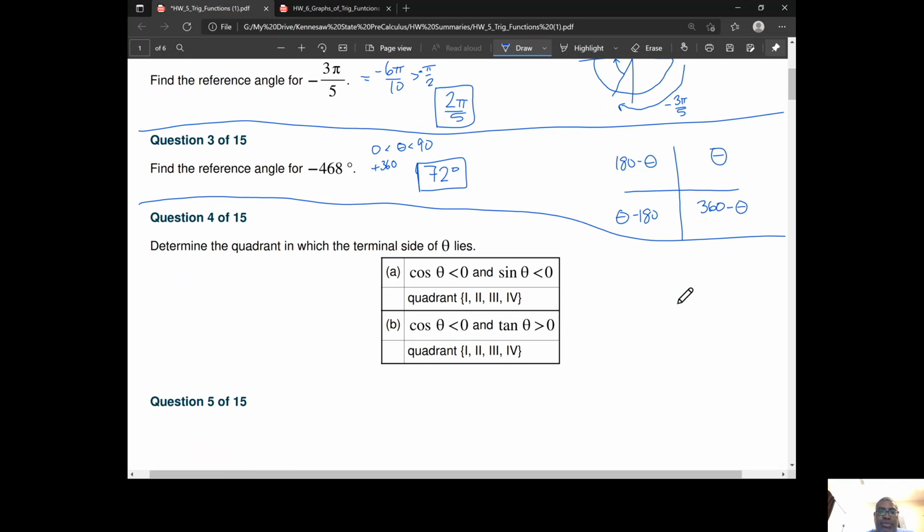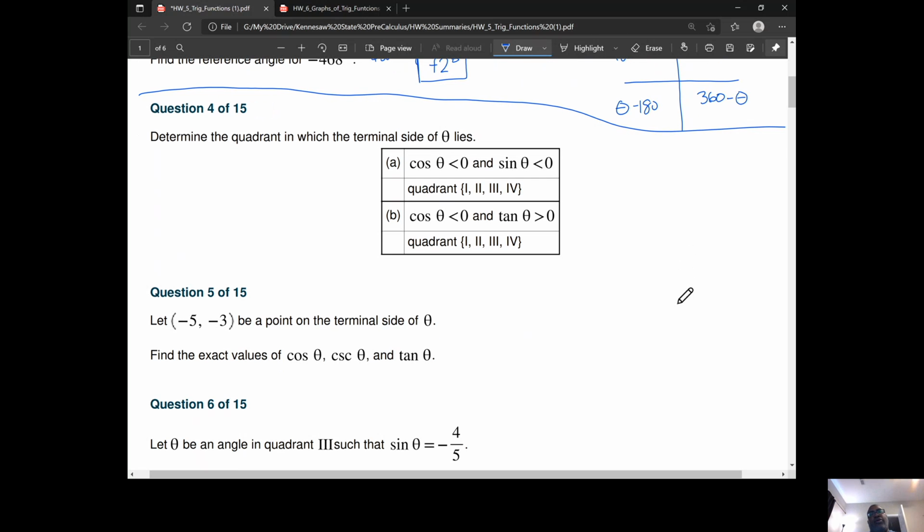Let us continue. Determine which quadrant the terminal side of theta lies in. This will help us: our quadrants are 1, 2, 3, and 4. If cosine of theta is less than 0, and cosine is our x value, that means we are over here on the left side, in the negative part for our x values. And sine theta is less than 0, that means we're beneath the x-axis. So that puts us over here. That is quadrant 4.